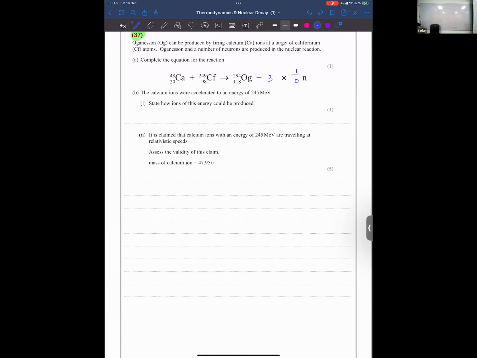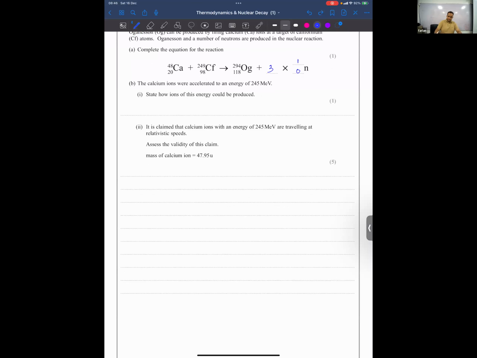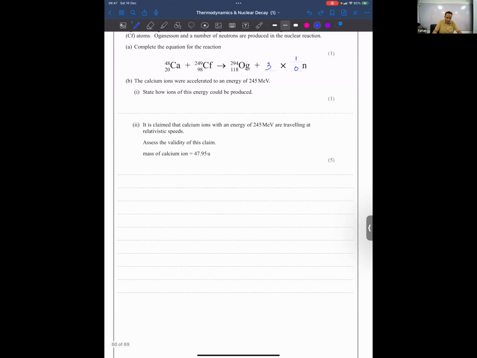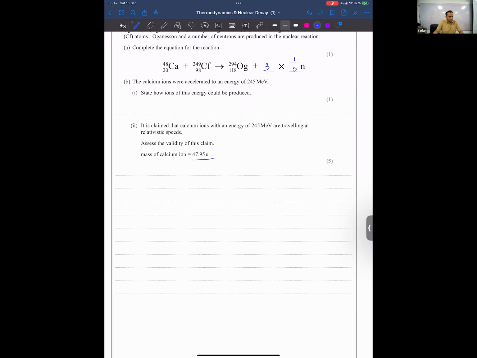Right, guys. Part B: the calcium ions were accelerated, done. Part 2: it is claimed that calcium ions with an energy of 245 mega electron volts are traveling at relativistic speeds. Assess the validity of this claim. Mass of the calcium ion is 47.95 u. That's an easy one. Just calculate the speed of the particle and see whether it is close to the speed of light.